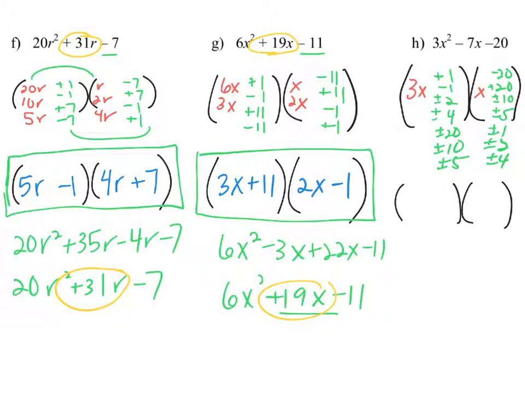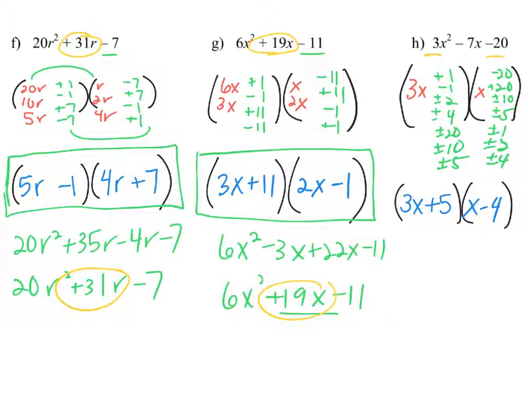We want to check it. I found that 3x plus 5 could be a factor, and x minus 4 could be a factor because the first 3x times x does give us the 3x squared, and the plus 5 and the minus 4 does give us the -20.